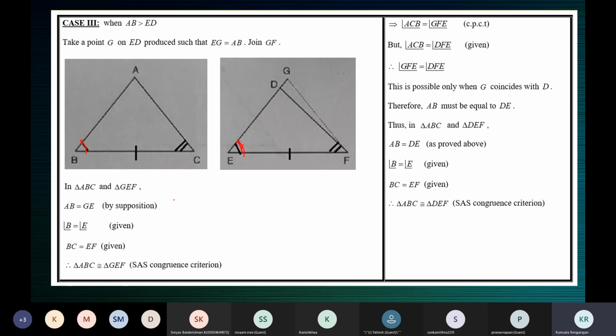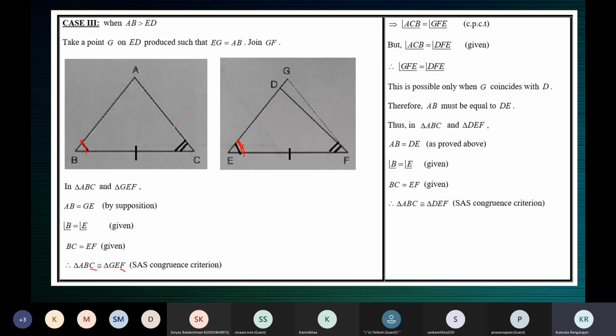So like this, by the SAS congruence criterion, the two triangles are congruent to each other. I told you AB, BC in ABC, and GE, EF in GEF are congruent to each other by the SAS rule. So by CPCTC, we have angle C equal to angle F.